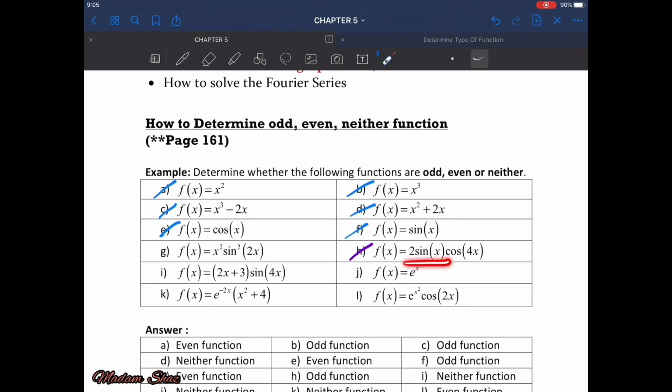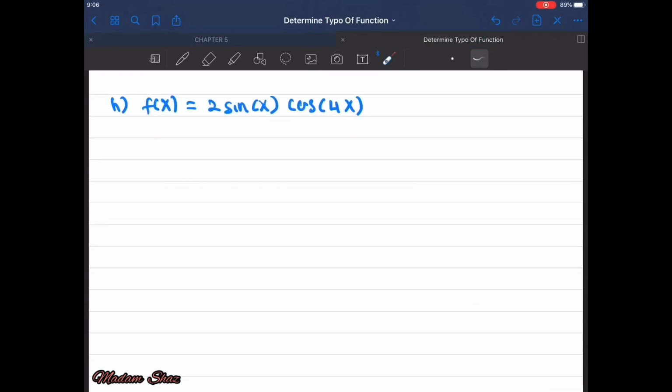f(x) is equal to 2 sin x multiplied with the cos 4x. If you can see the difference, examples A and B are only a single function, polynomial. Examples C and D are in terms of minus operation and plus operation. For examples E and F, they are in terms of trigonometric function. But for example H here, the trigonometric function is in terms of multiplication. So the operation can be in terms of plus minus operation, or multiplication, or a single function.